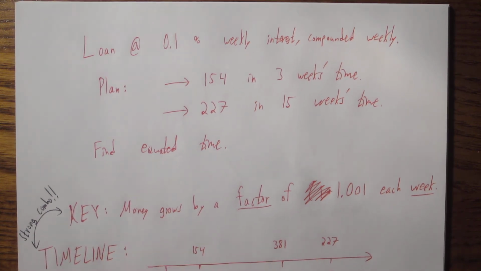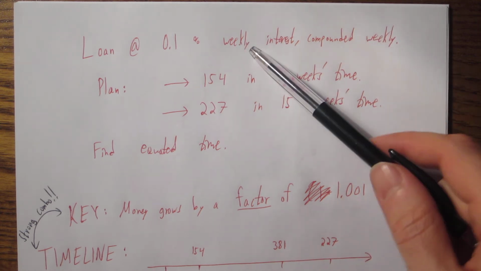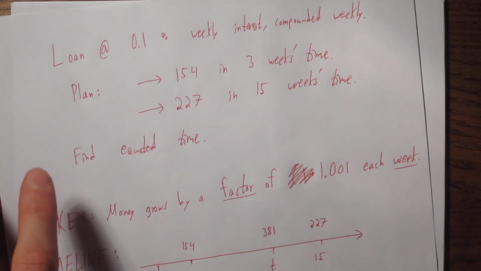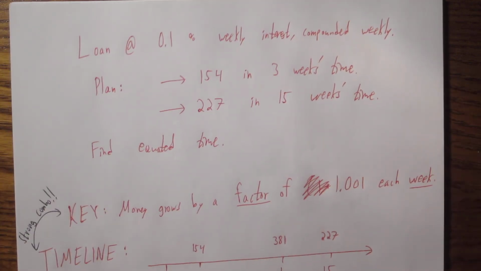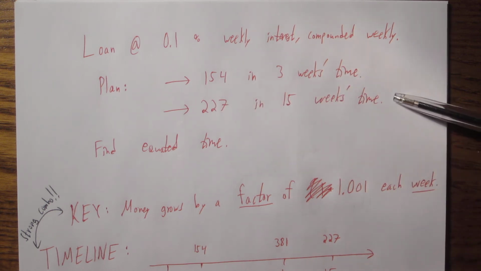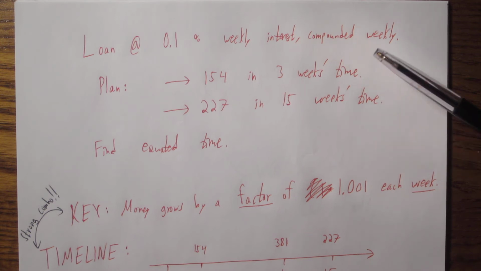Next topic, suppose you have a loan at 1 per mille, weekly interest, compounded weekly. Again, read questions carefully. So the interest rate is 0.001, expressed as a real number. The plan was to pay this back, to become debt free, by paying $154 in 3 weeks time, $227 in 15 weeks time. But suppose you want to make one single payment of $381. When should it be done?